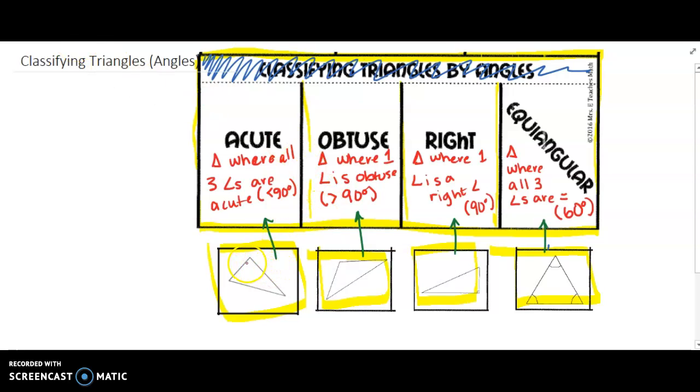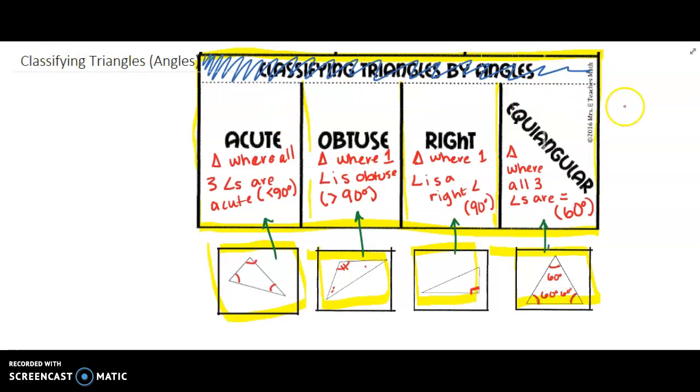So notice here, all of these angles are acute angles. Notice this one here. This angle is obtuse, the other two are acute. Down here we show a right angle, and then equiangular, we're showing all three of these are congruent, and we could also say that they're all 60 degrees.